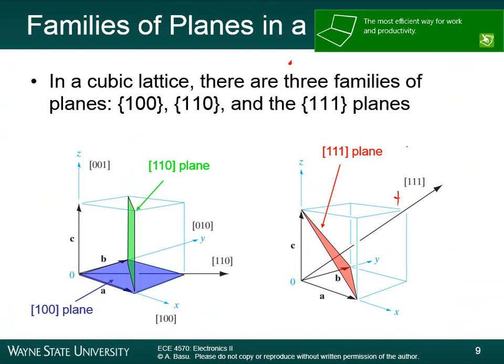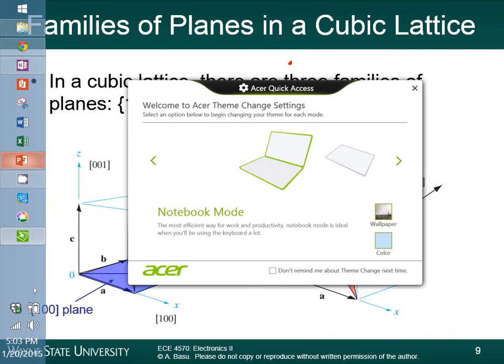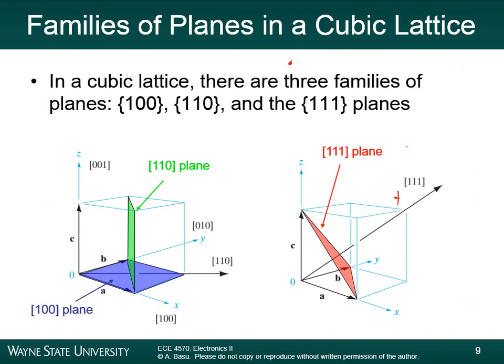So the next part we talk about is the planes in a crystal lattice. There's 3 families of planes in the crystal lattice. There's the 100 family of planes, the 110 family of planes, and the 111 family of planes.